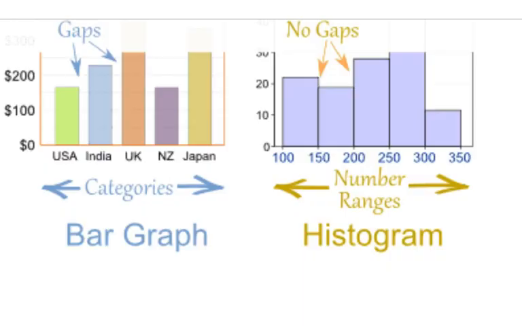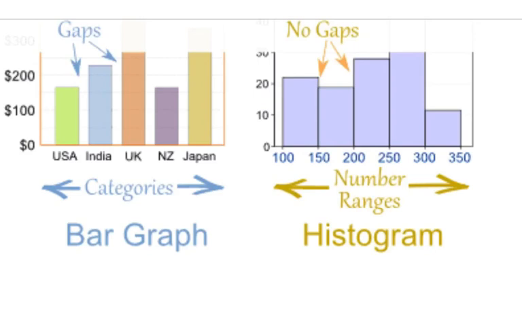So here on the left is a bar graph. You can see the spaces or gaps between each bar, and those on the x-axis are different countries, and then on the y-axis is the money.